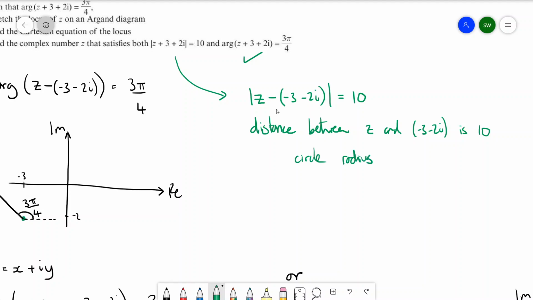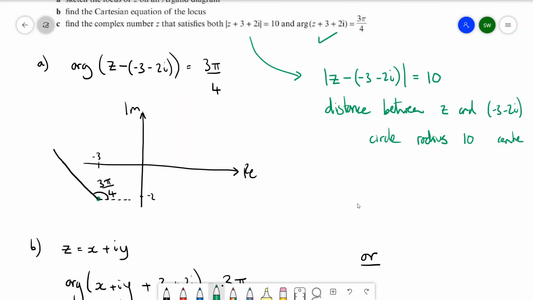radius 10, because we want it to be a distance of 10 away, and centre minus 3 minus 2i. So I'm not going to draw it very accurately, but if we were to sketch on that circle, the centre of the circle is this green point here, and it would be some circle, I'm not drawing it accurately, with radius 10. And we would want what is the complex number which is both on this locus and on that circle.